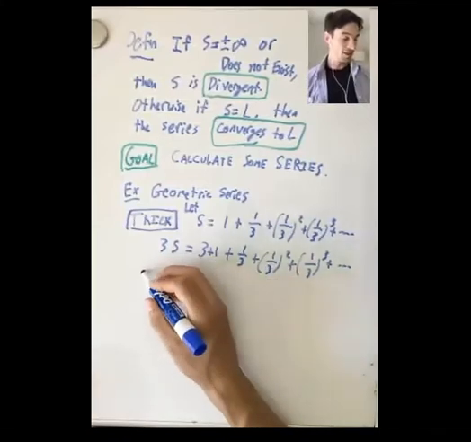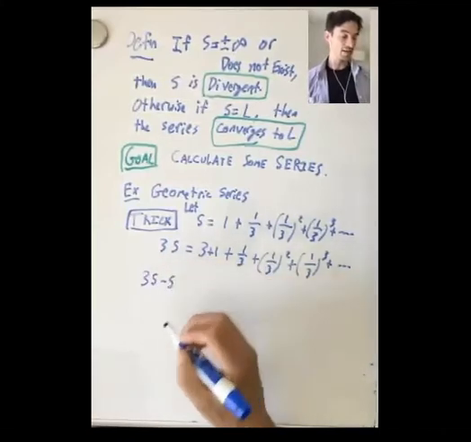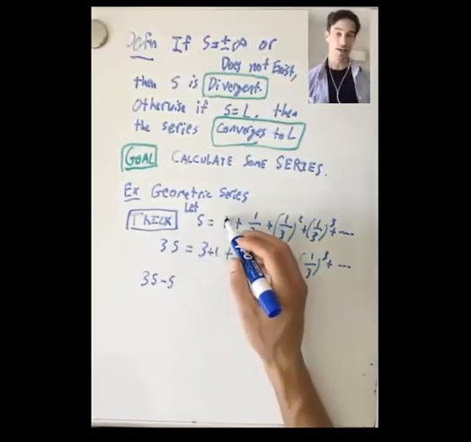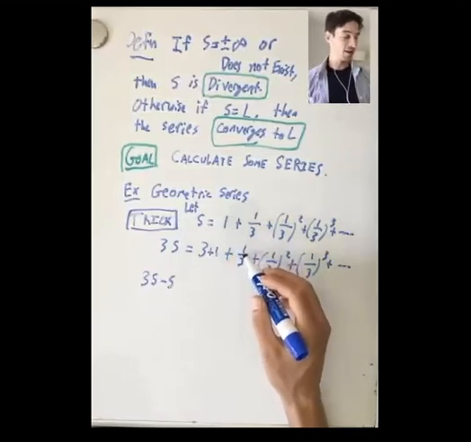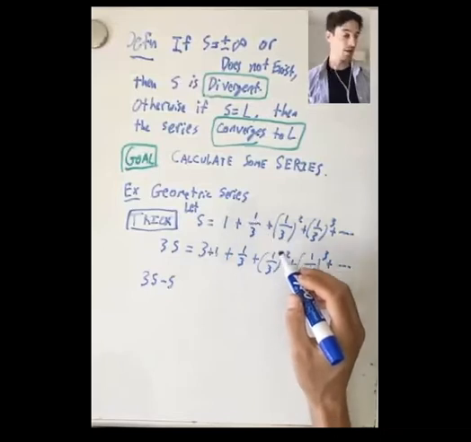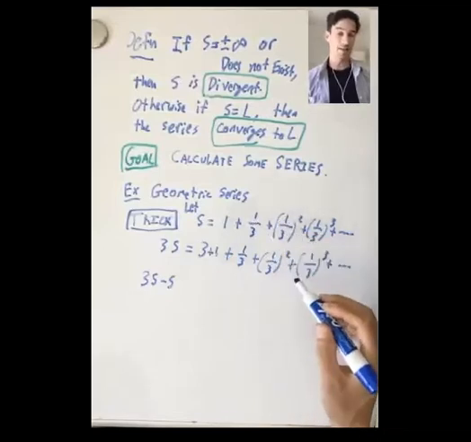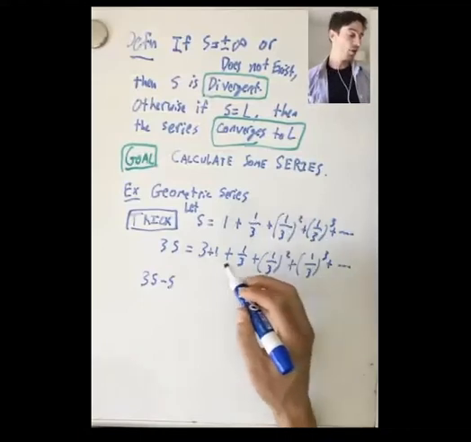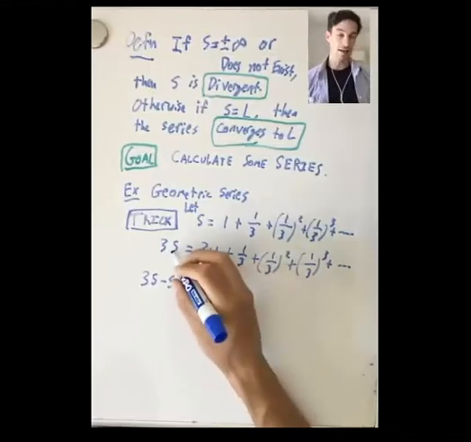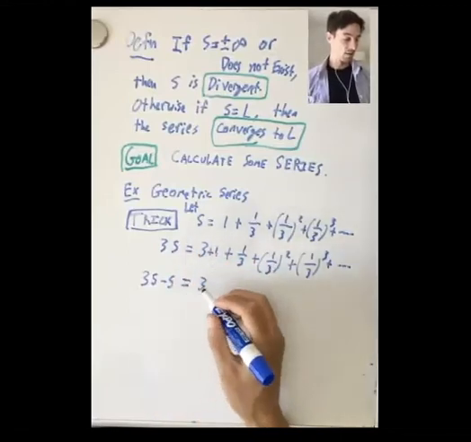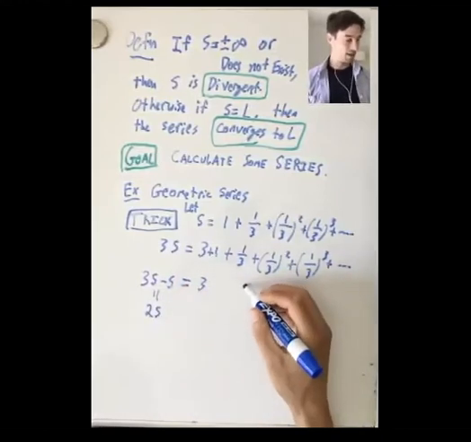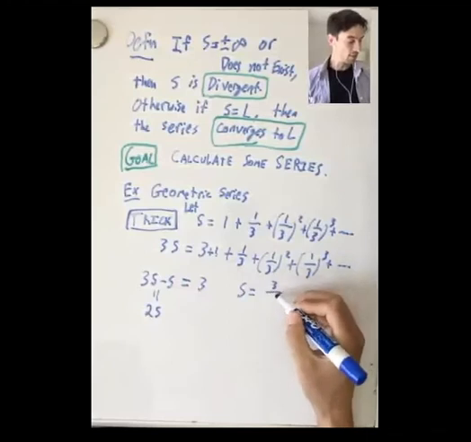So the tricky idea here is, what is 3S minus S? Well, there's a 3 here. There's no 3 up here. But there's a 1 here and a 1 here. So we subtract and they cancel out. And there's a 1/3 here and a 1/3 here. And we subtract and they cancel out. And a 1/3 squared here and a 1/3 squared here. And we subtract and they cancel out. And so on. So every single term cancels except the 3 at the beginning of 3S. But what is 3S minus S? It's 2S. So that means that S equals 3 divided by 2.